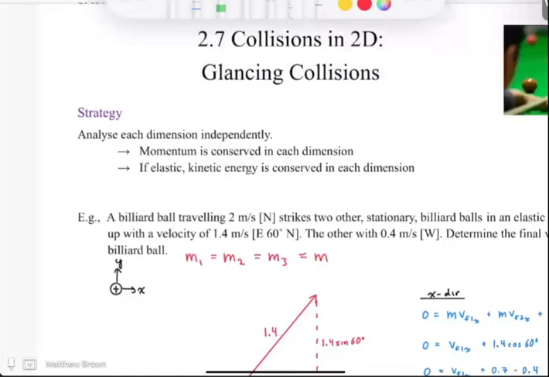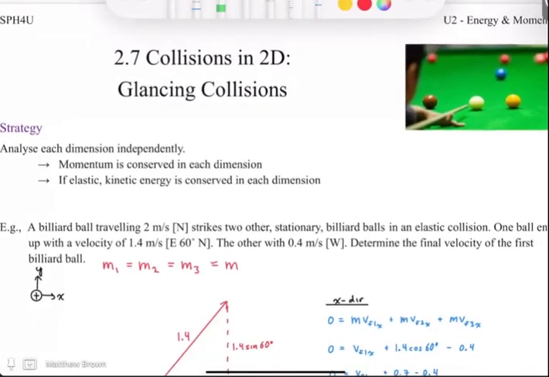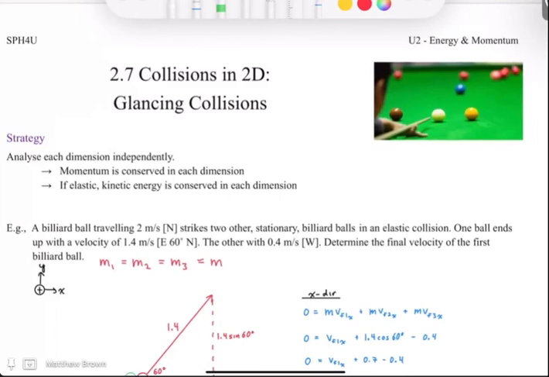So for this example, we have a billiard ball traveling 2 meters per second north, that strikes two other stationary billiard balls in an elastic collision. One ball ends up with a velocity of 1.4 meters per second, east 60 degrees north, the other 0.4 meters per second west. And we want the final velocity of the first billiard ball.